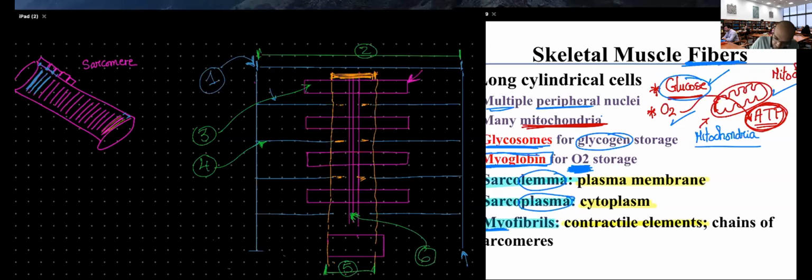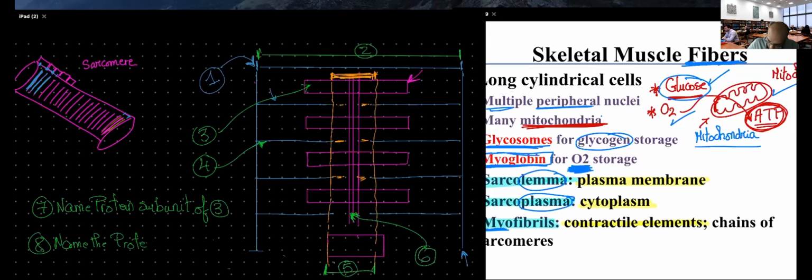For 7 and 8, please name the protein subunit of 3, and for 8, name the protein subunit of 4. All right, so we've got 8 things to complete. 8 things to complete on here.